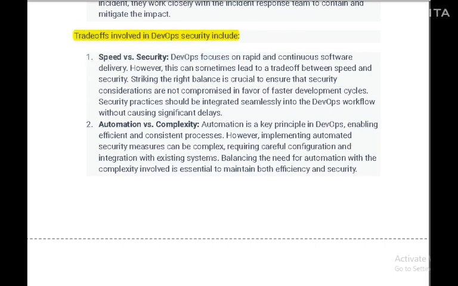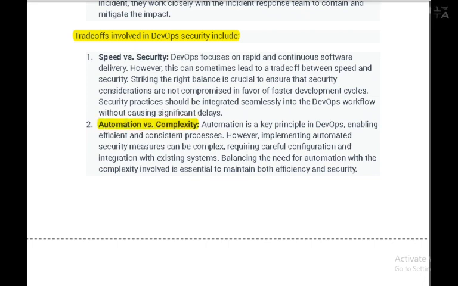Now, trade-offs involved in DevOps security may include speed versus security. DevOps must focus on rapid and continuous software delivery. However, this can sometimes lead to trade-offs between speed and security. Striking the balance is crucial to ensure that security considerations are not compromised in favor of fast development cycles.